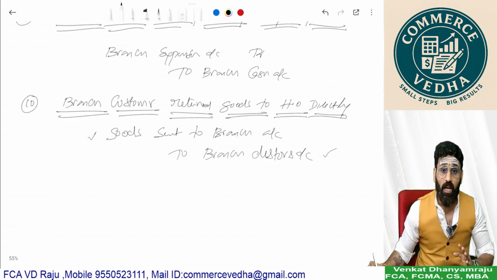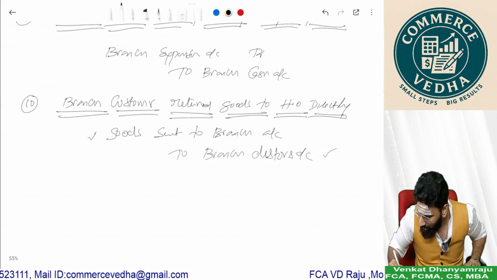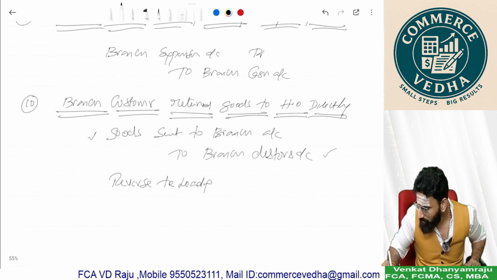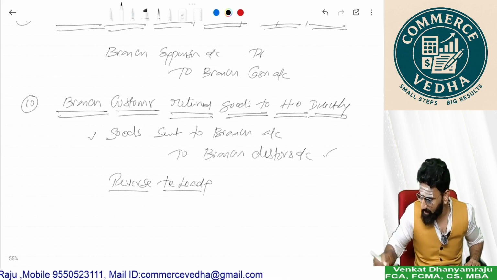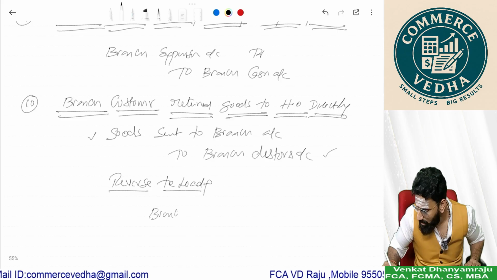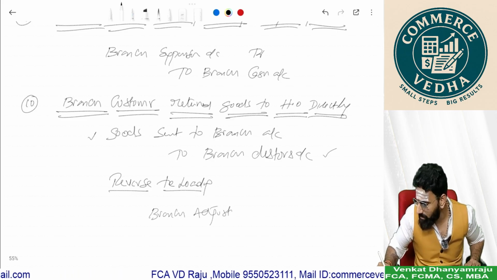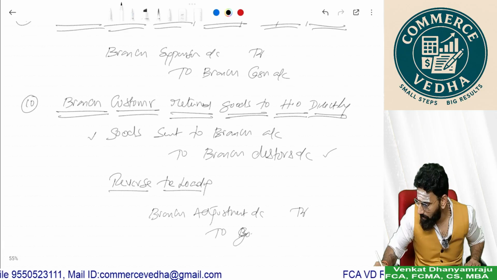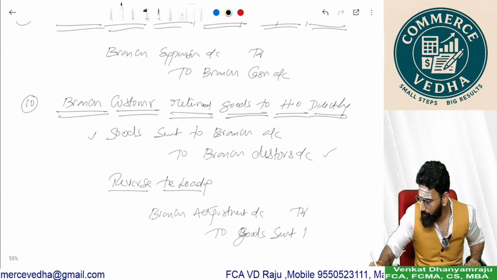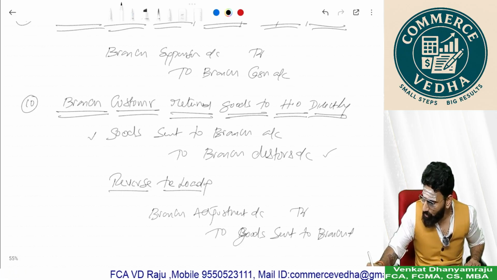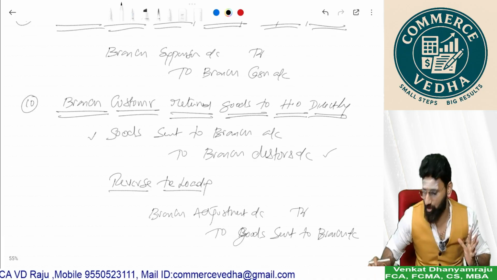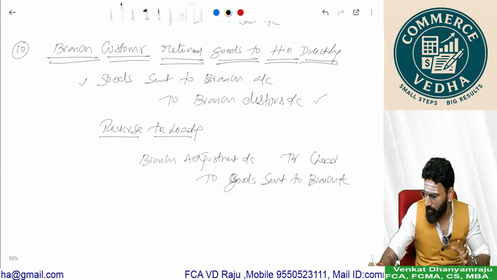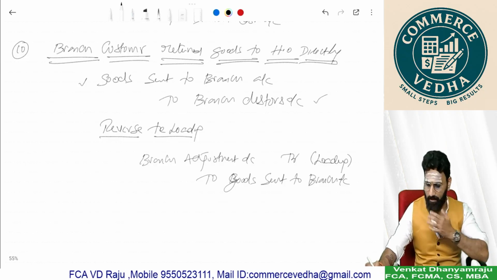And whenever there is a head office involvement in goods, immediately you should reverse the loading on this returns, which is nothing but branch adjustment account debit to goods sent to branch. Head office should treat as if it is returned from the branch. Right? So adjustment, this is for loading or we can say profit included in the returns.